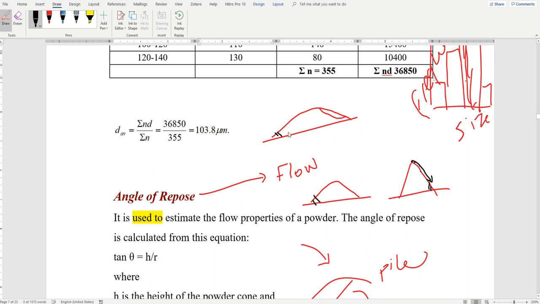So what we can do in a real experiment, and you may do this in your pharmaceutical technology course in 3rd year, is take a powder and allow it to fall, and then measure this angle, and from this angle you will know how the powder is flowing. Okay, how can you do that in an experiment?